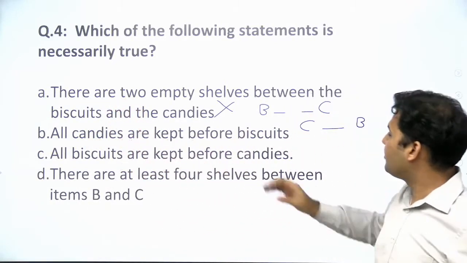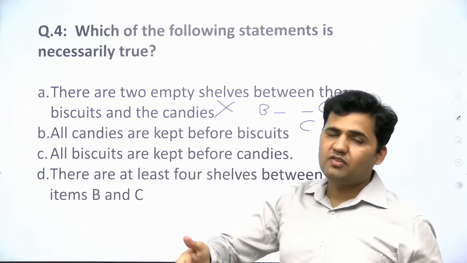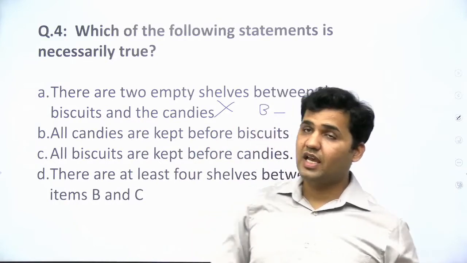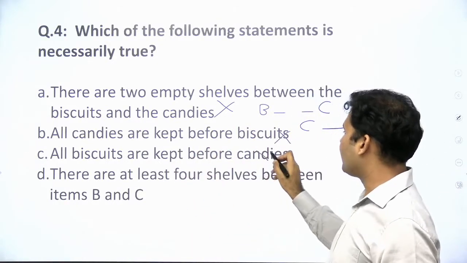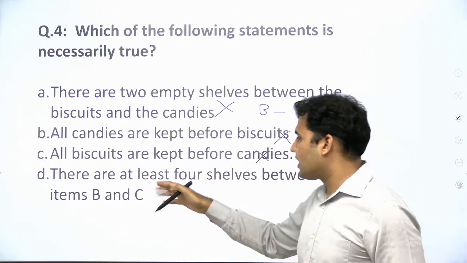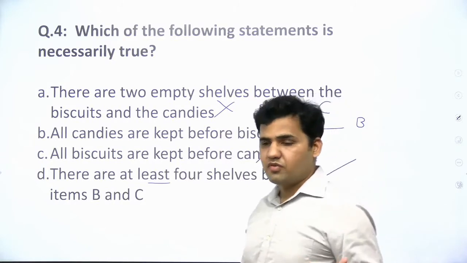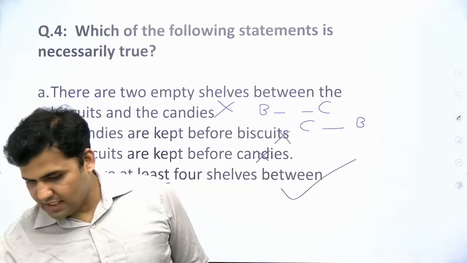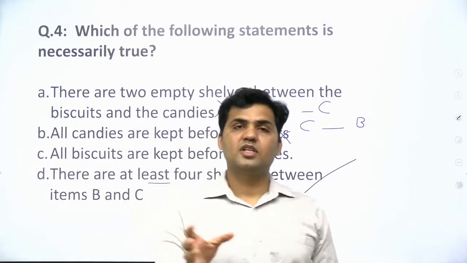All candies are kept before biscuits. No, it's not. We have 2 combinations. In one combination we have biscuits before candies, in another we have candies before biscuits. So this is also not true. All biscuits are kept before. No, we have candies before biscuits also. There are at least 4 sets. So if 1, 2 and 3 are eliminated straight away, you can say option 4 will be the answer of the question. So guys, this was one set based on the arrangement of items on the shelf with multiple possible cases.